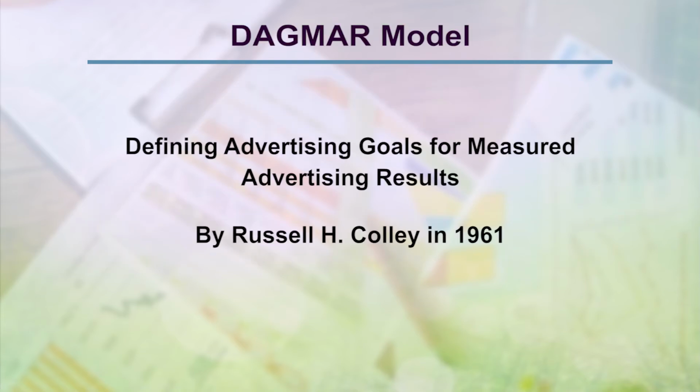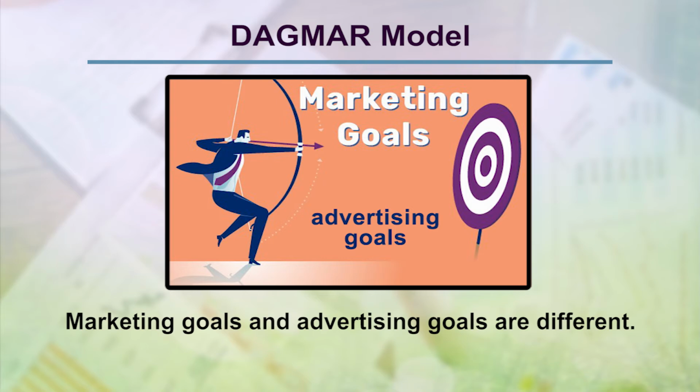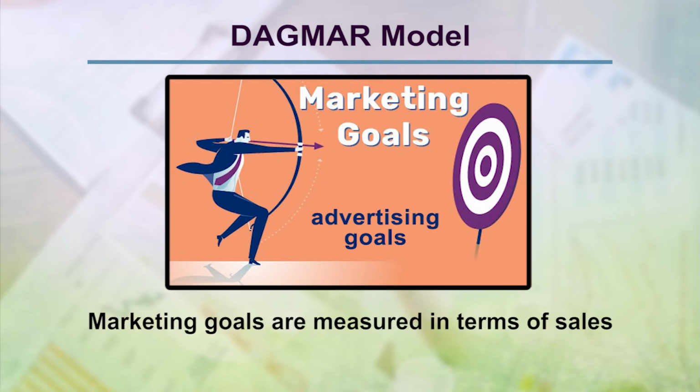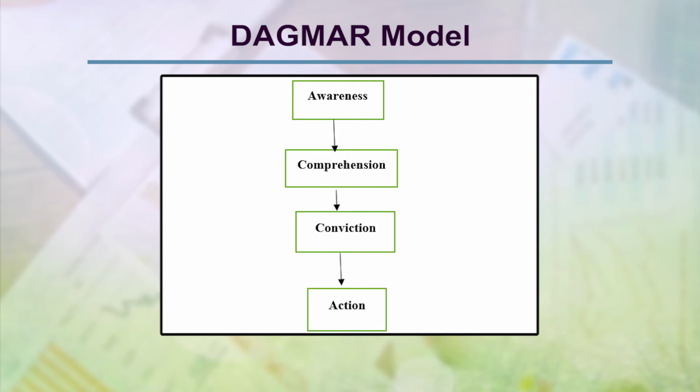To meet this criticism, Russell H. Cole in 1961 postulated a new approach called Defining Advertising Goals for Measured Advertising Results, DAGMAR in short. Cole suggested that advertising is a hierarchy of communication objectives that leads to actual purchase. He suggested that marketing goals and advertising goals are different. Marketing goals are measured in terms of sales, whereas advertising goals are measured in terms of customers' movement along the hierarchy.